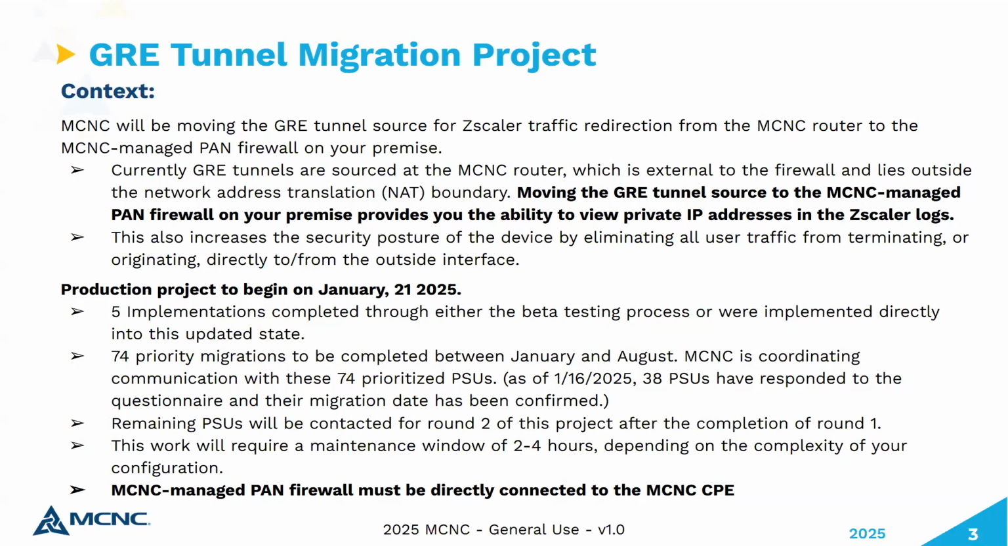One was a large PSU, a 15 gig PSU, and the other was a 3 gig PSU school district. And then we've also migrated 3 charter schools. So we've got a pretty good range of beta testing that we've done up to this point. That beta testing obviously has been very successful, or we wouldn't be moving forward with this migration. We've got 74 migrations that we need to complete between January and August.